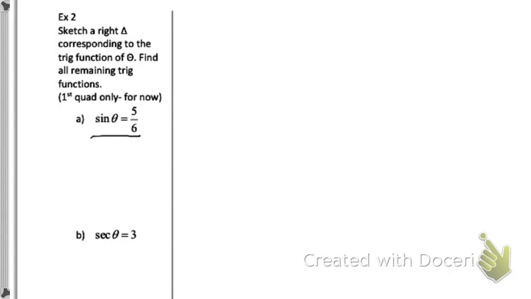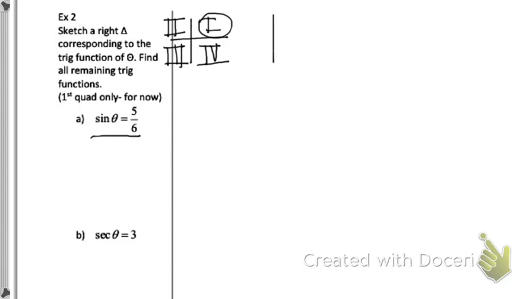So sine theta. First we know it's a positive number. So let's sketch a graph. So this is quadrant 1, 2, 3, and 4. So we know quadrant 1 has all the positive numbers. And since sine of theta is a positive fraction with no negative number, the triangle will be in the first quadrant.